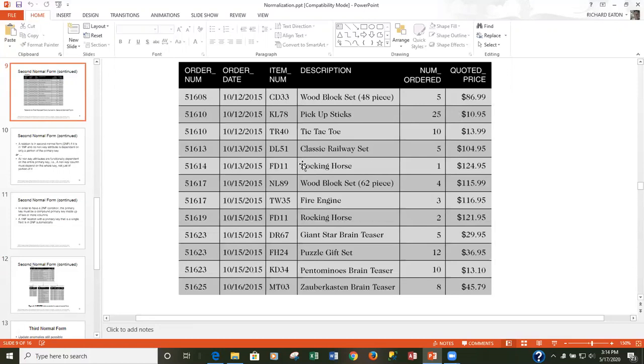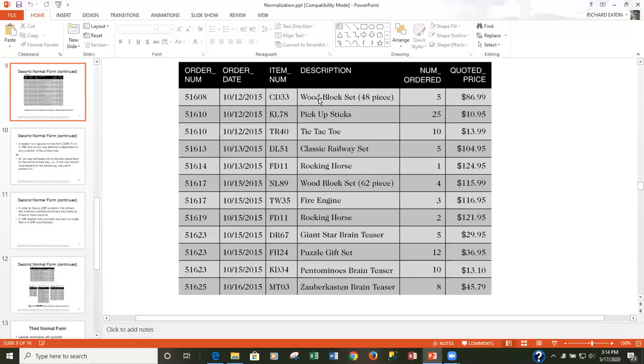But look at this situation. The order date. Do we need to know the item number to know what the order date is? No, we don't. We really only need to know the order number. So we could say that the order date is dependent only on the order number. And so that is actually a second normal form violation where we have a non-key field dependent on only a portion of the primary key.